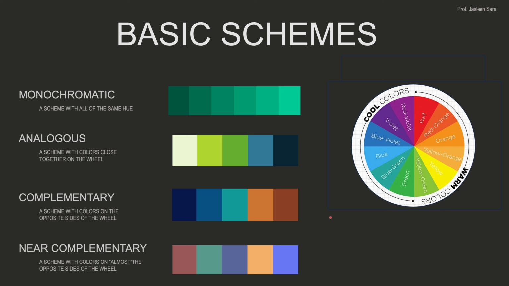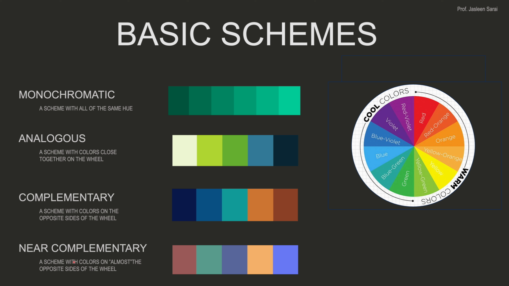Okay. Analogous color scheme has a lot of similarity to it, so it tends to be a little bit more calming. It looks more unified. Complementary creates a lot of contrast and it can really pop.